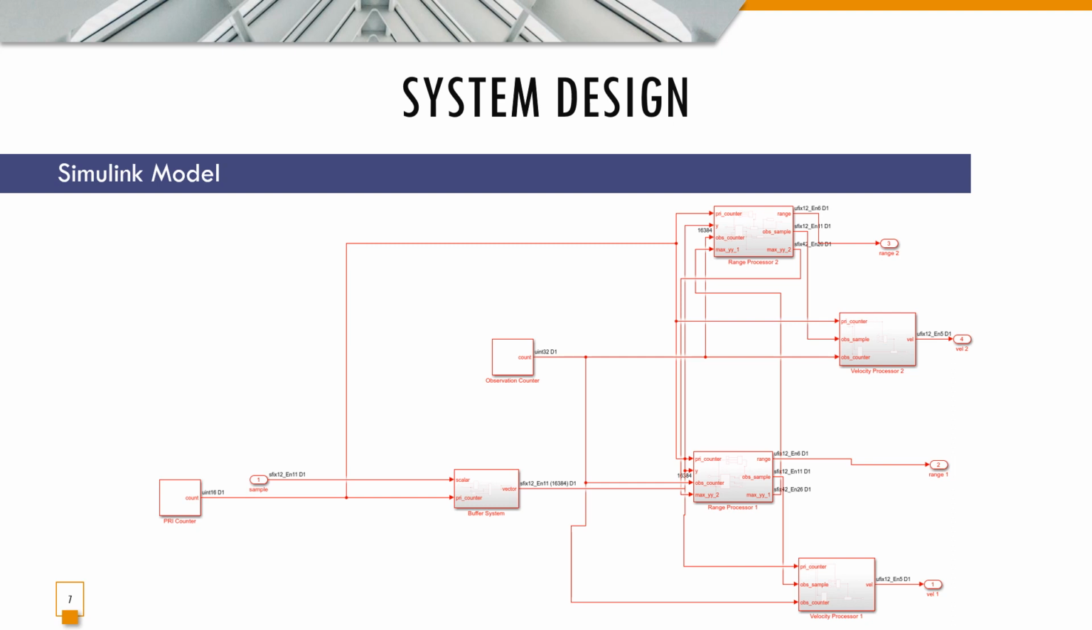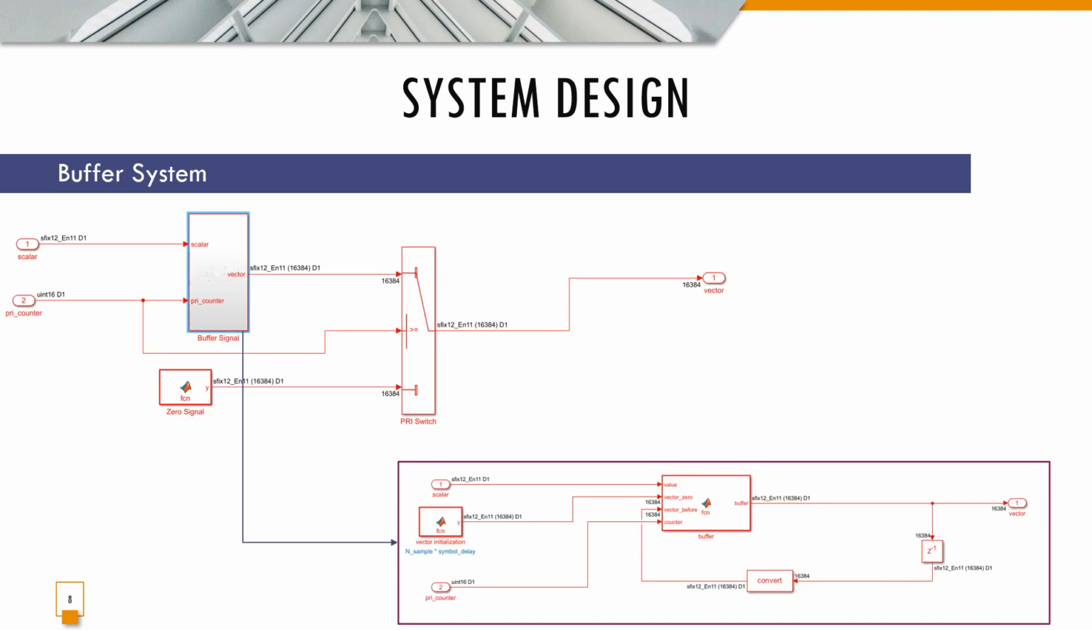And here is the HDL-compatible Simulink model of the system, with the input of sample signal and the output of range and velocity of the target and beam information indicated by index number. This model consists of 3 main subsystems: buffer system, range processor, and velocity processor. The buffer system is used to collect all the signal samples into vector form for further processing.